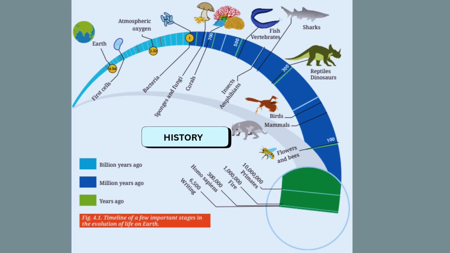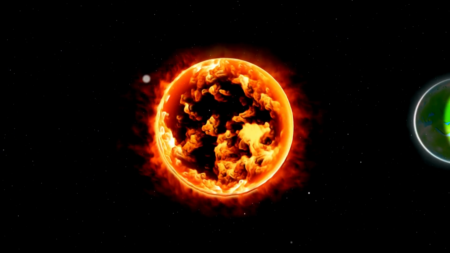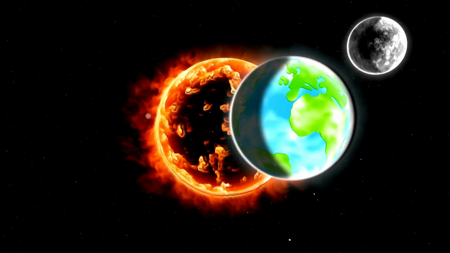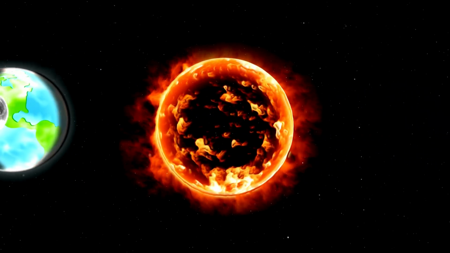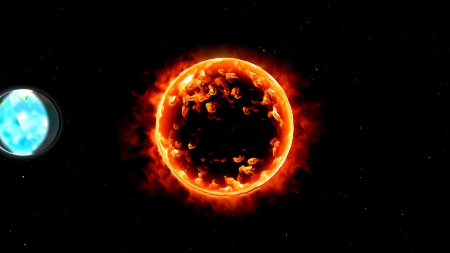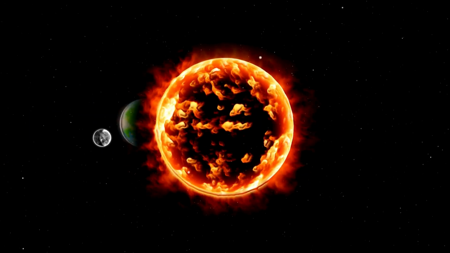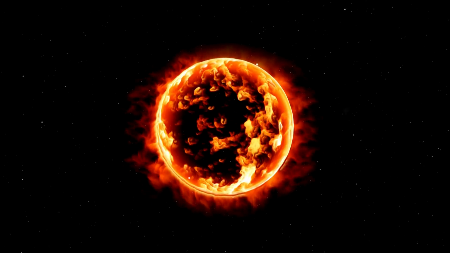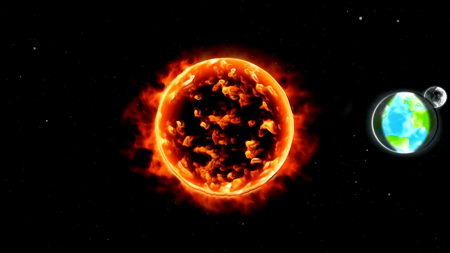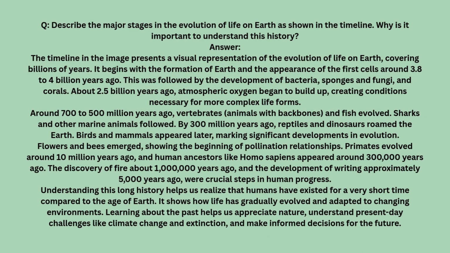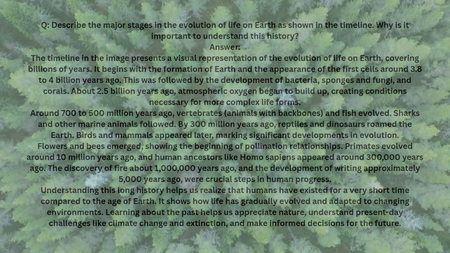If you can see this picture, you can visualize that the timeline in this image presents the evolution of life on Earth, covering billions of years. It begins with the formation of Earth and the appearance of the first cell around 3.8 to 4 billion years ago. This was followed by the development of bacteria, sponges, fungi, and corals.